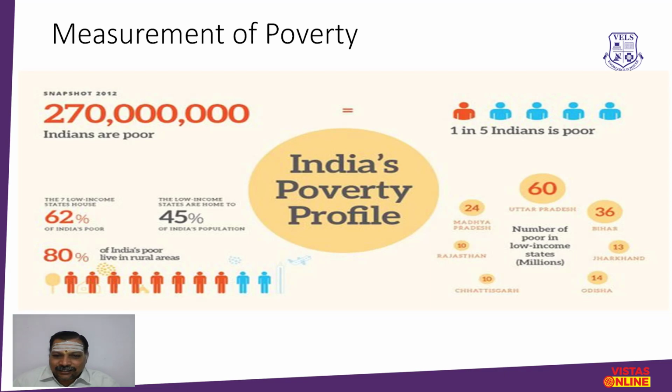Right from Chandigarh, nearly 10% of the people are poor. In Odisha, 14% of people are poor. In Rajasthan, once again, 10% of the people are poor. And in Jharkhand, 13% of the state's people come under poor. The highest is Uttar Pradesh, where nearly 60% of the people are poor. Next to that, Madhya Pradesh and Bihar. Madhya Pradesh has 24% people poor, and in Bihar, 36% of people are poor.